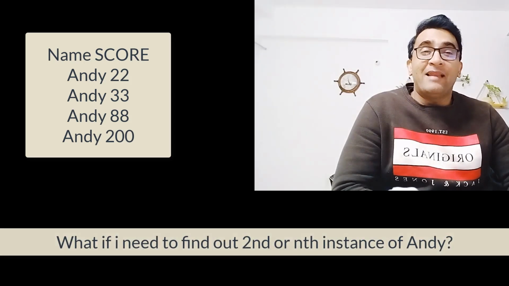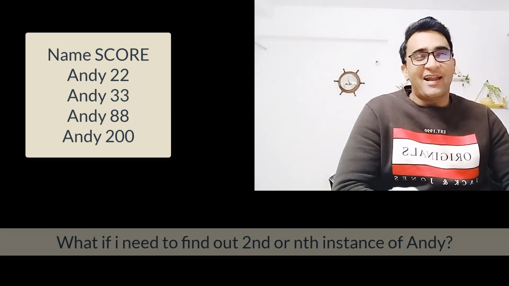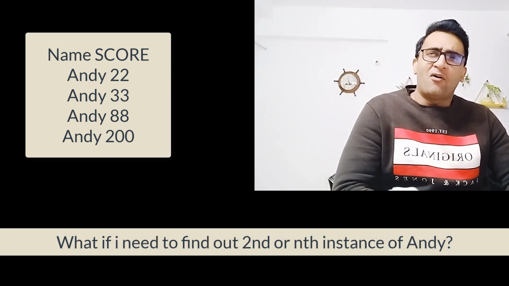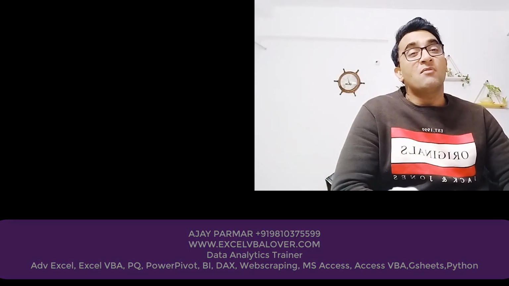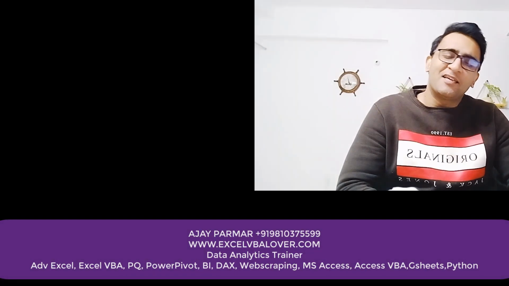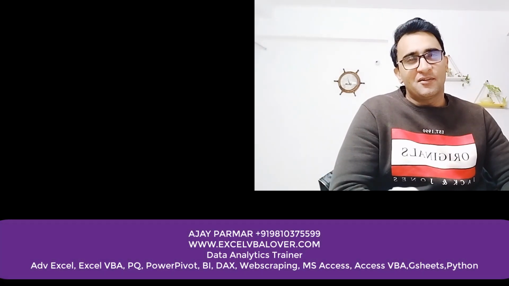Now, if you have, let's say, 10 Andys in your database, what if you want to find the 9th Andy or maybe the 5th Andy? And you don't want to use extra formulas or create any helper columns. Can we not just write the VLOOKUP and press enter, and that should give us what we want? Have you ever been bothered by this type of thing? I'm sure if you're working with data all the time, this is a challenge for us, right?